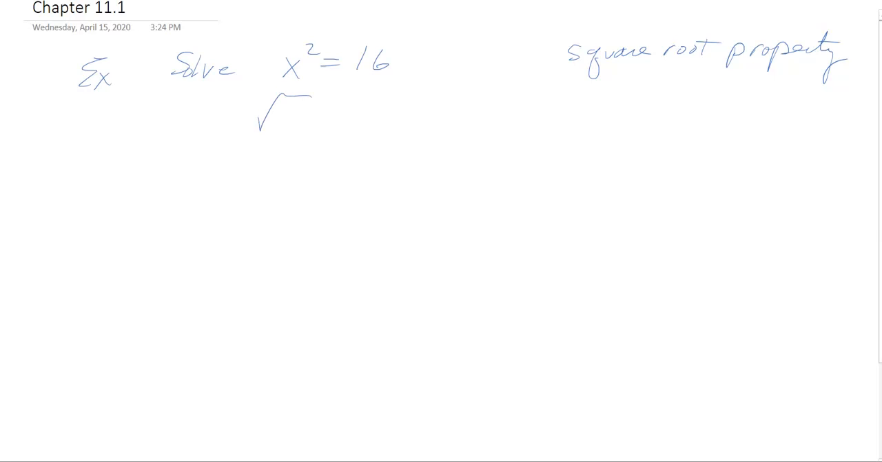One type of equation that comes up often in our studies is one that looks like this, for example. Now what we're going to do is use what's called the square root property, and that works like this. You take the square root of both sides, like so.